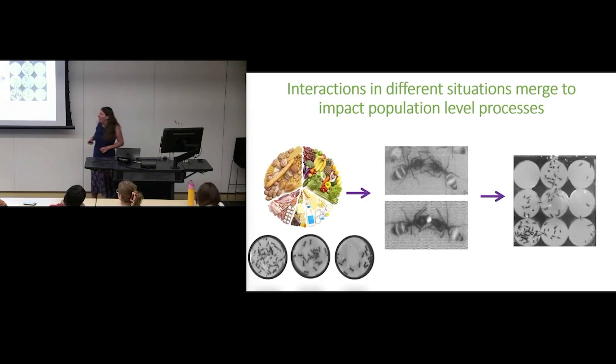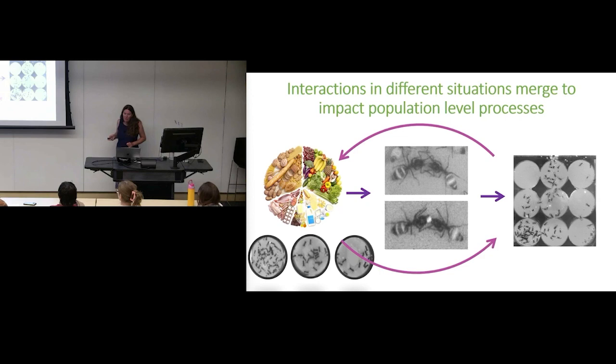So we see that group size, what you eat, and how much food you have can influence how you interact, which influences collective foraging decisions and whether or not to keep on foraging. And that will determine how hungry the colony is, how much food it has, what kind of food it gets, and feed back onto this decision.